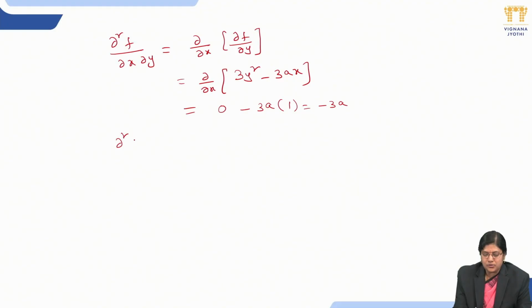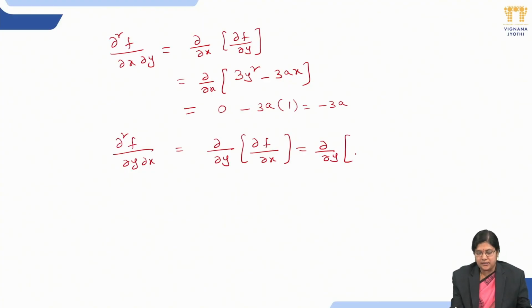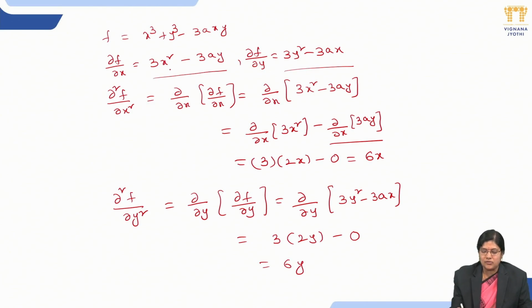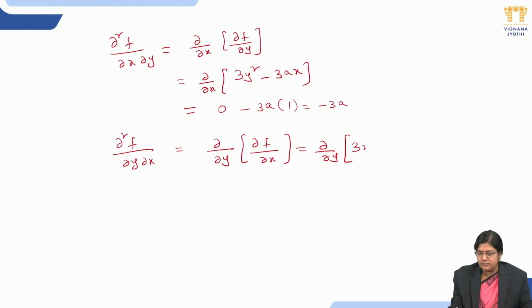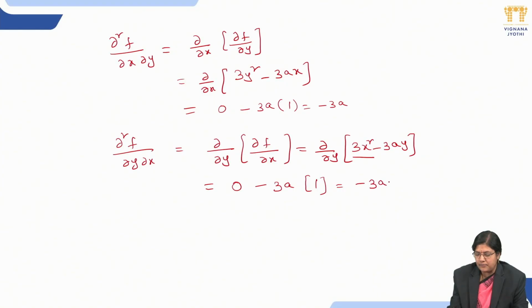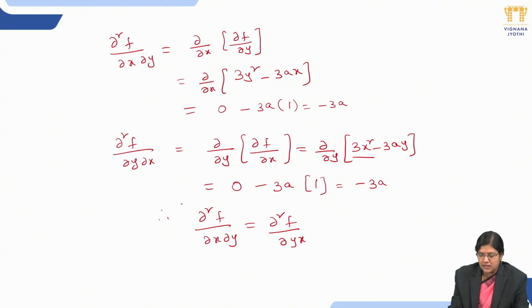Next, I am going to calculate ∂²f/∂y∂x. That is equal to ∂/∂y of ∂f/∂x. From the previous step we know that ∂f/∂x is equal to 3x square minus 3ay. When you are differentiating the first term with respect to y we get 0, minus, in the second term 3a is constant, into derivation of y with respect to y, which is 1, that is minus 3a. Therefore, ∂²f/∂x∂y is also the same as ∂²f/∂y∂x, and that value is equal to minus 3a.